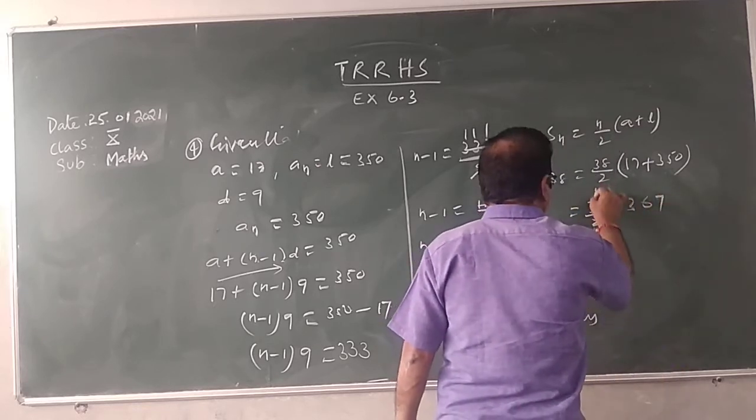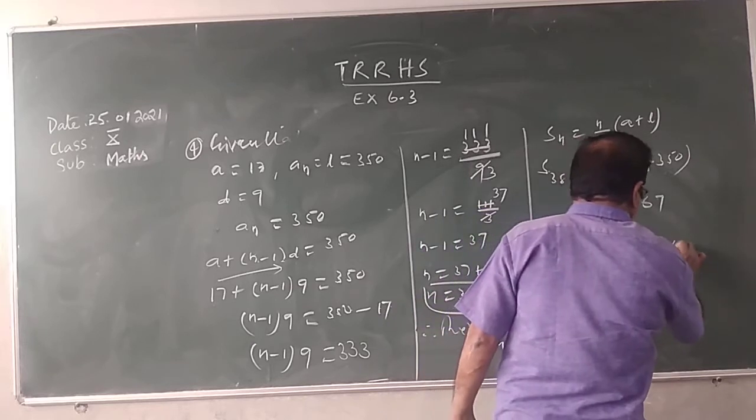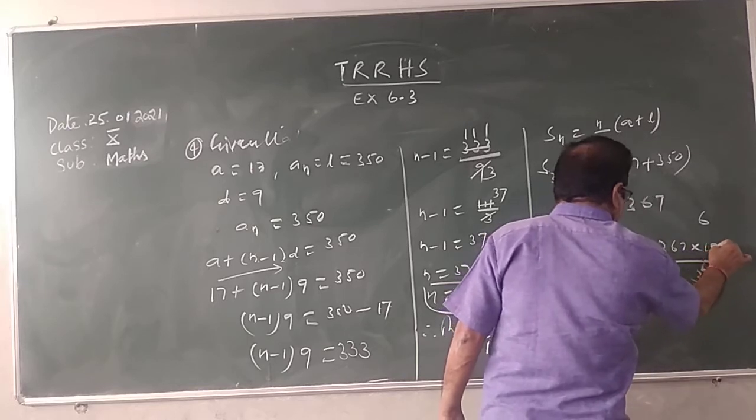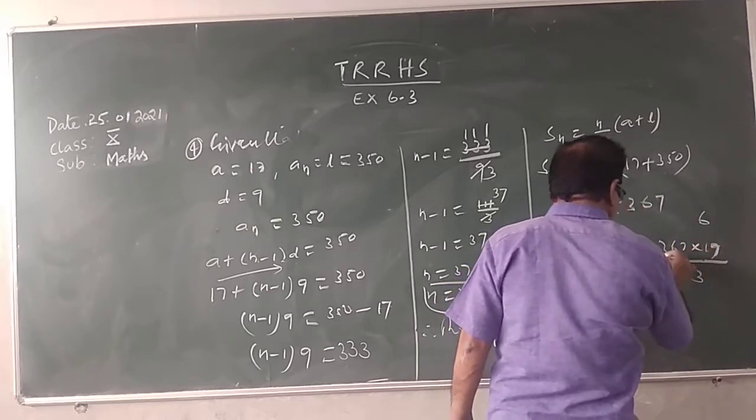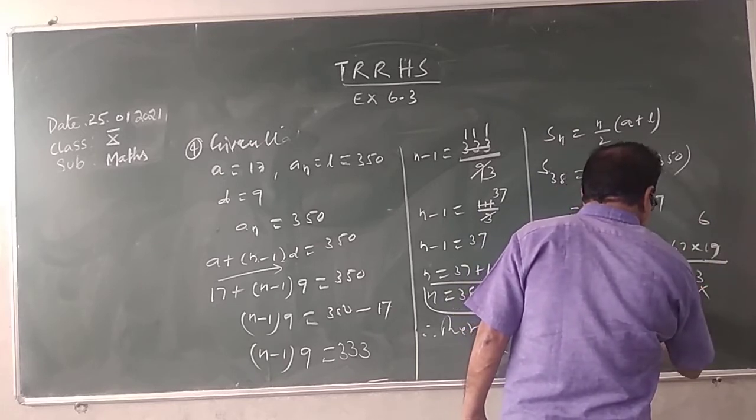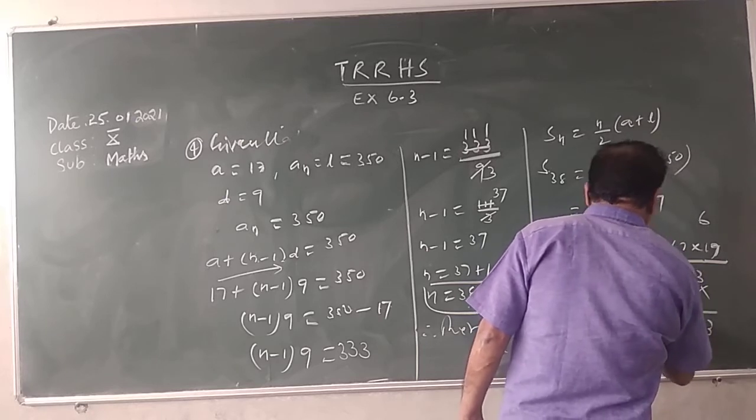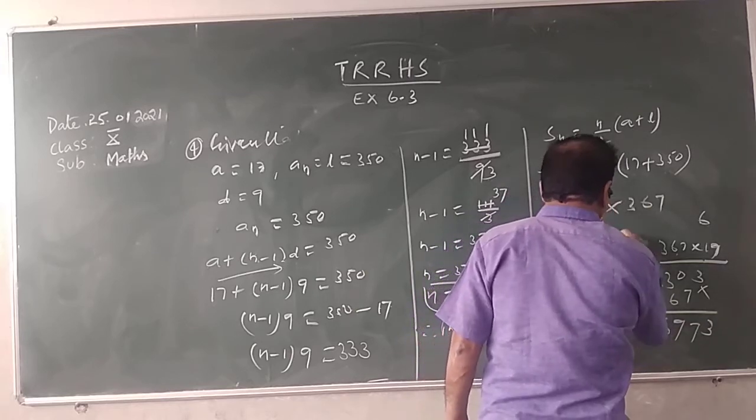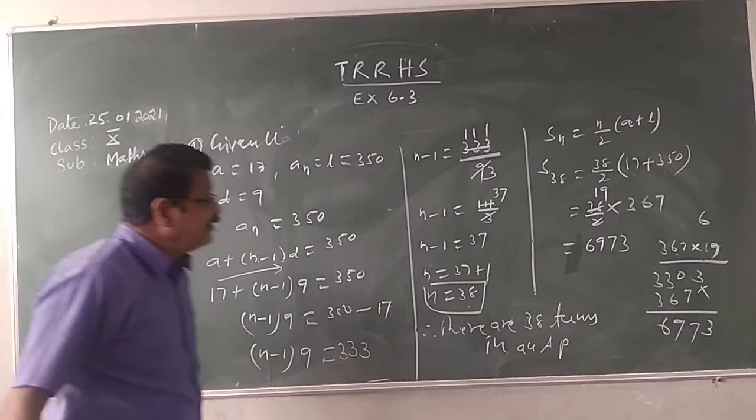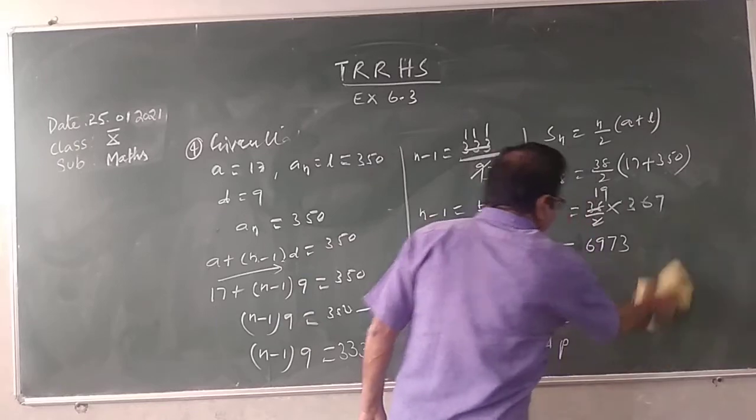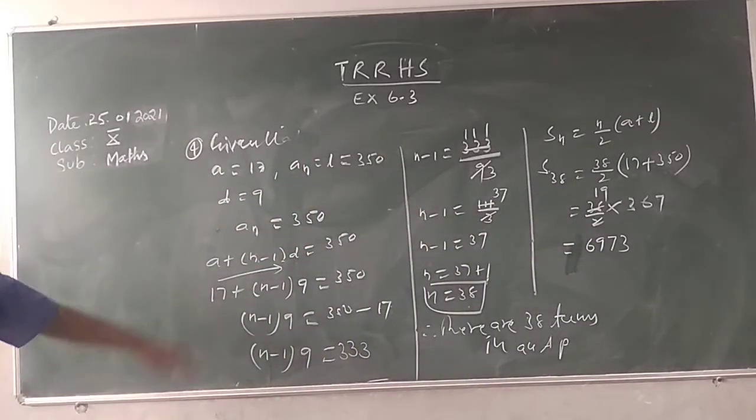38 by 2 is 19, so 367 into 19. 367 into 9 is 3303, and 367 into 1 is 367, so the total is 6973. The sum of the 38 terms is 6,973. Children, I hope you clearly understood this. This problem is clear. Now let us go for the fifth problem.